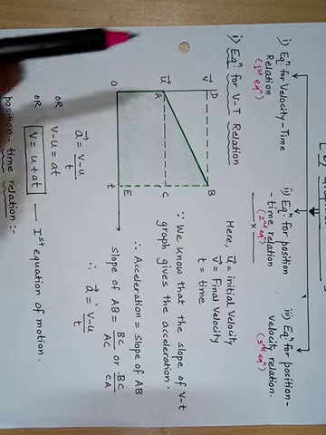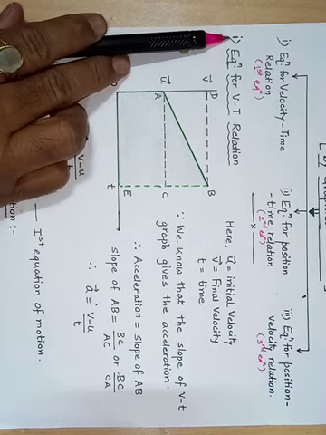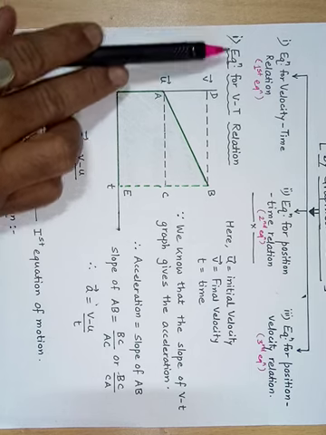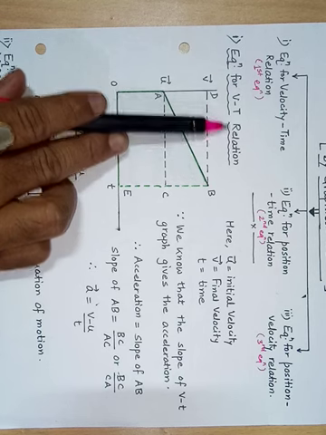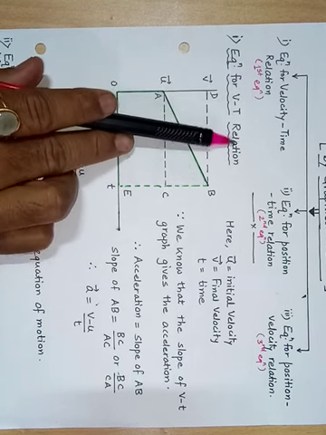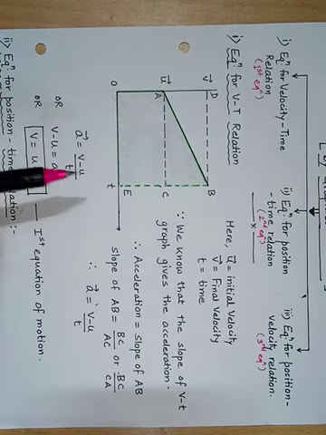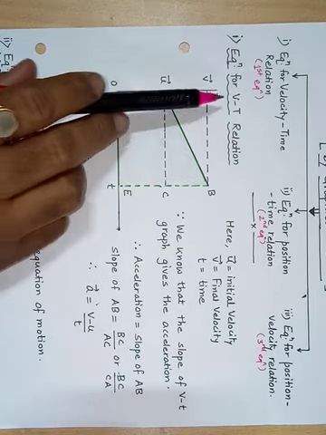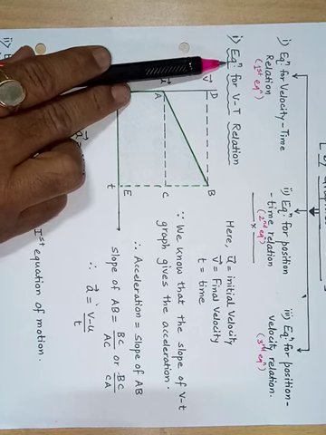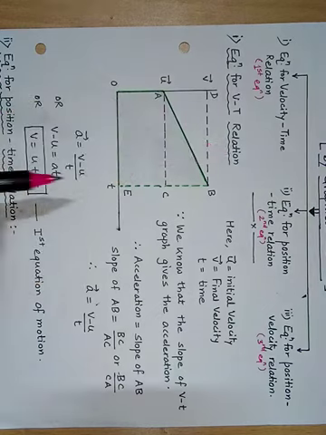So here, we can call this the first equation of motion, or the velocity time relation, because this particular equation of motion gives us the relationship between velocity and time prominently. So that's why this particular equation of motion is also referred to as the velocity time relation.